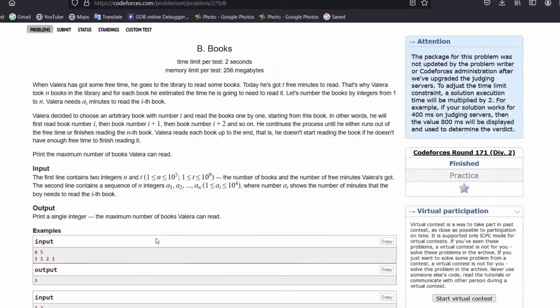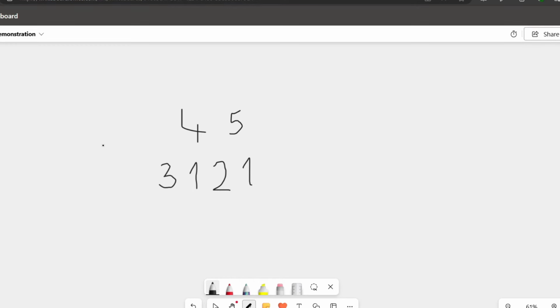So what I want to go through first is the naive solution, so what you would probably think of first. Okay, so we have 4 books and we have 5 minutes to read some amount of books. So the naive solution would be to go through each starting element. So we would have this as our starting element at first, and then go through as many books as we can until we reach the limit. So it would be 3 and 1, and we can go further.